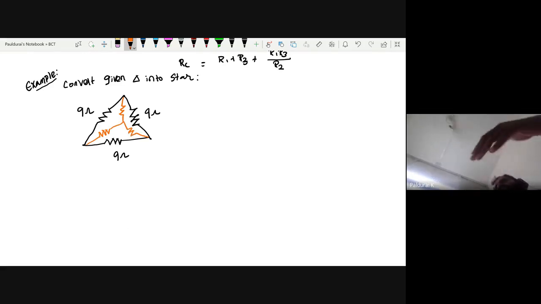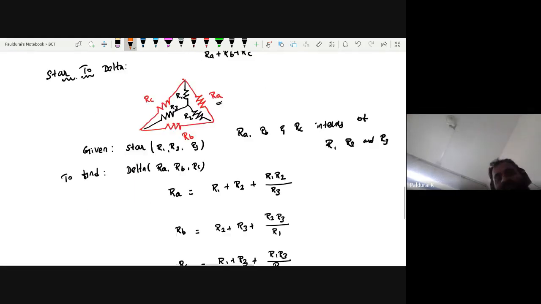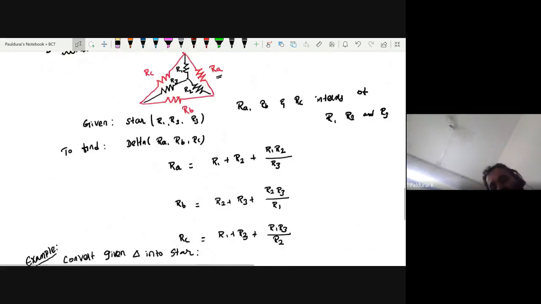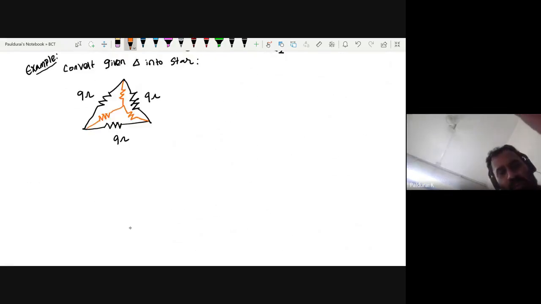Now, no need to remember the formula and all. What is that formula? R1 equals RA RC divided by RA plus RB plus RC. Please don't remind yourself like this. Take this as R1, this as R2, this as R3. As I told you earlier, for delta to star, just remember only this: in what format does the formula come? So for R1, this is all we need to know.